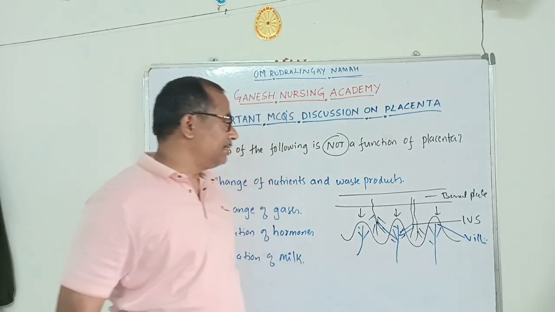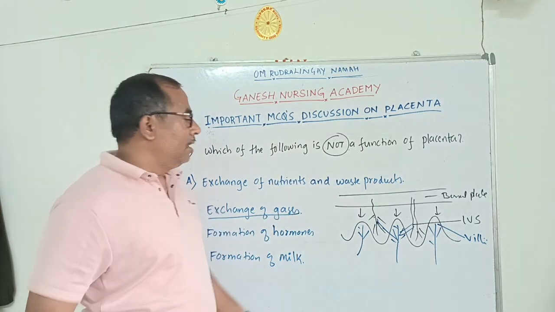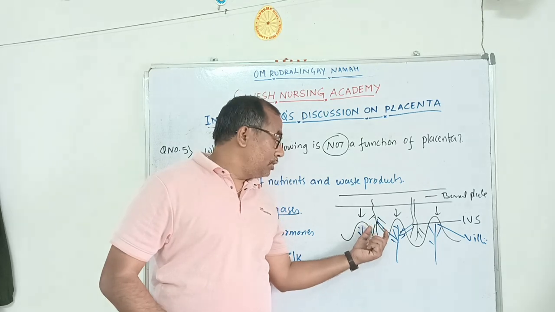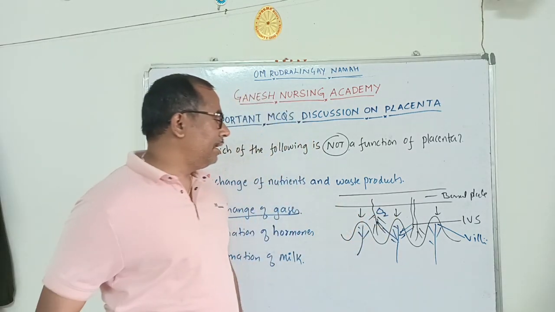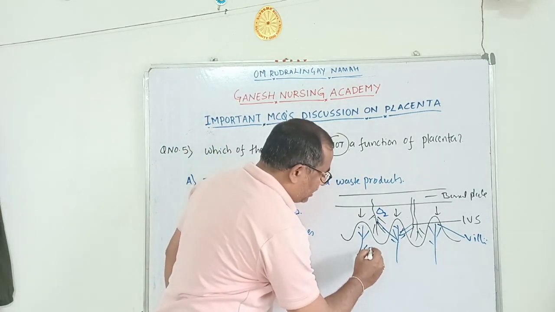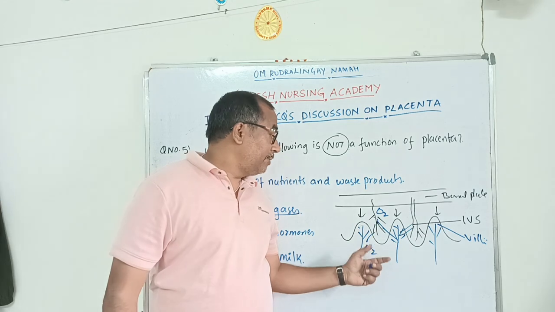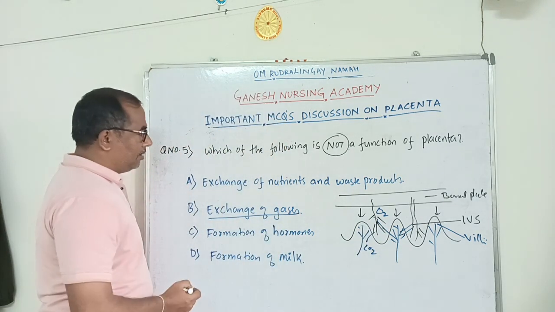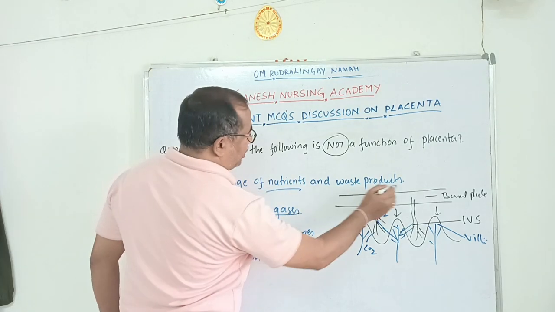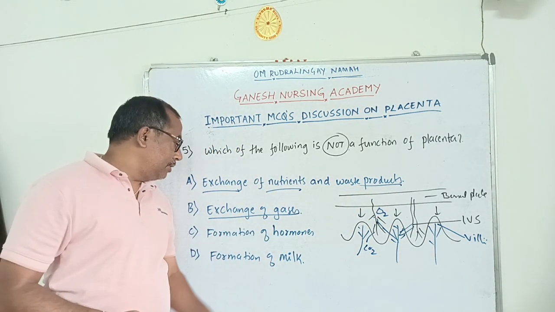Fetal blood vessels, and exchange of gases also takes place here. The maternal blood is rich in oxygen, which is diffused into the fetal blood, and the fetal blood, which is rich in carbon dioxide, is diffused into the maternal blood vessels. So there is an exchange of gases in the placenta. Exchange of nutrients and waste products also takes place in the placenta.